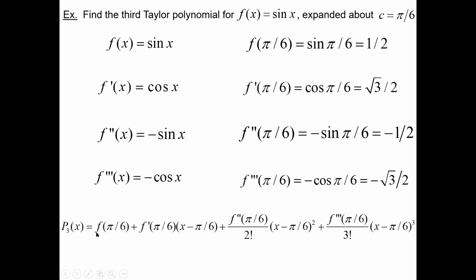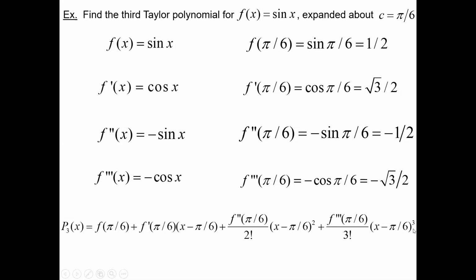We've got f of pi over 6 plus f prime of pi over 6 times x minus pi over 6. So this is the formula for my Taylor polynomial, plus f double prime of pi over 6 over 2 factorial times x minus pi over 6 squared, plus f triple prime of pi over 6 over 3 factorial times x minus pi over 6 cubed.